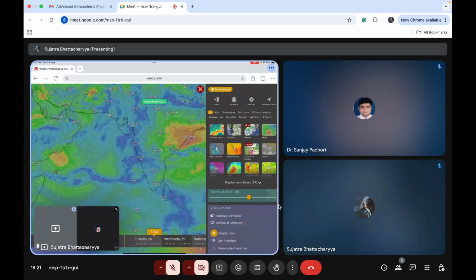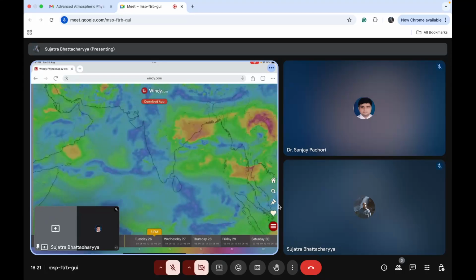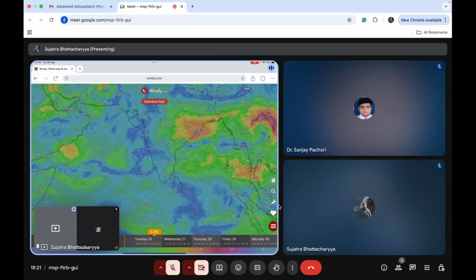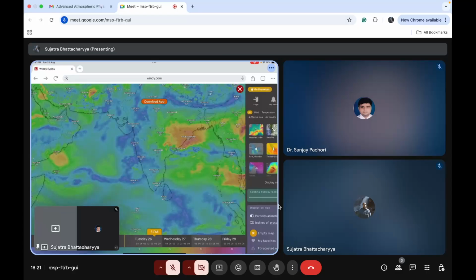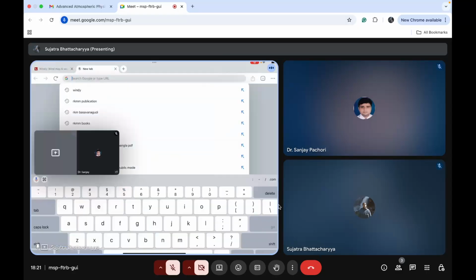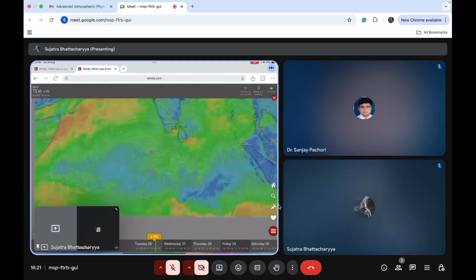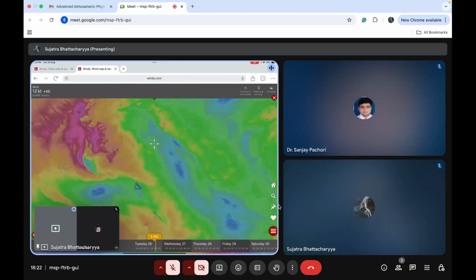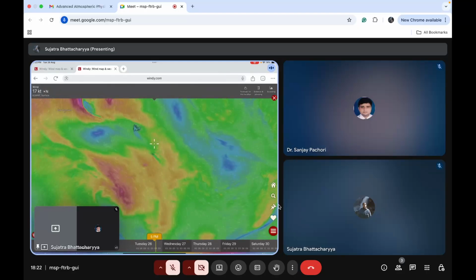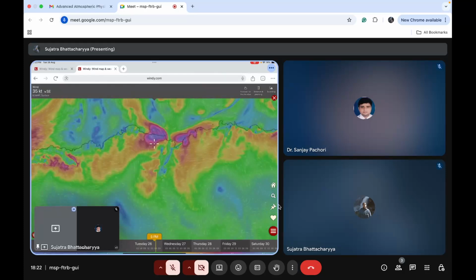Okay, so this is at a height of 5,500 meters. Let me go more to the downward direction, whether I can go or not. I'm not sure. Let me open another tab. Okay, so let's see this. Here. I'm going into the southern hemisphere, where you will be seeing these strong jets.